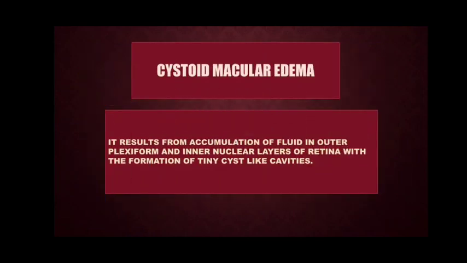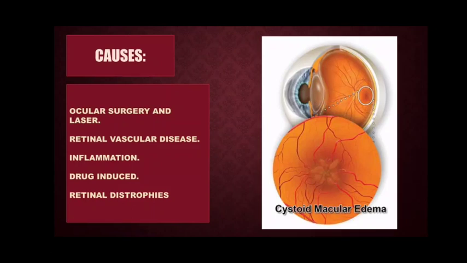Out of 10 layers of retina, fluid accumulates between outer plexiform layer and inner nuclear layers of retina. It accumulates in the macular region and gives a cystoid-like appearance, so it is called cystoid macular edema. Now, what are the things which can cause macular edema? If surgery is done, after a few weeks cystoid macular edema occurs. Retinal vascular disease, meaning blockage of any vessel, can also cause cystoid macular edema. If any inflammation occurs in retina, this can also cause accumulation of fluid, resulting in cystoid macular edema. Along with it, drugs and retinal dystrophies also cause cystoid macular edema.